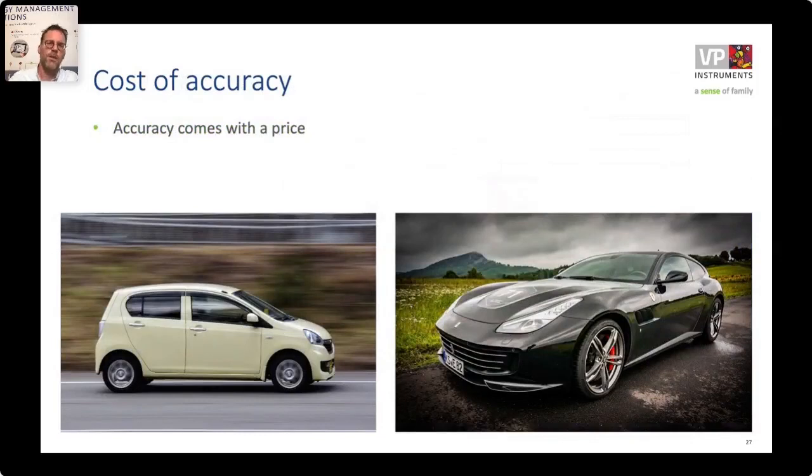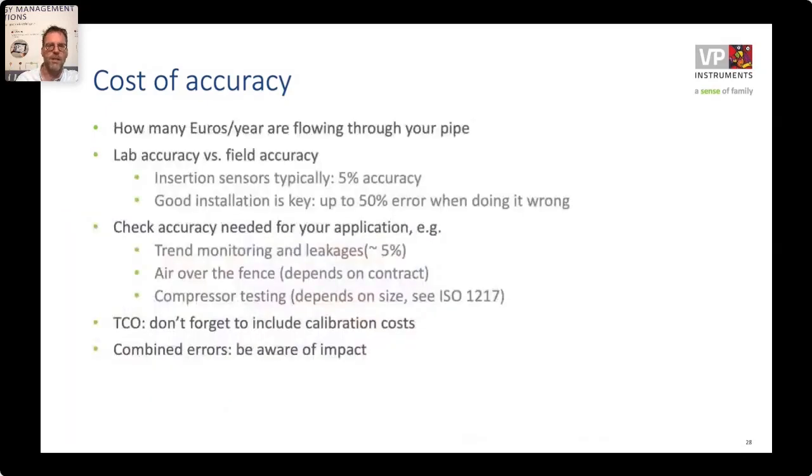Accuracy is also a thing that is discussed a lot when selecting a flow meter. But accuracy comes with a price, similar to how you have simple cars, sports cars, and very high-end luxury cars. A highly accurate product will most of the time be more expensive than a lower accuracy product. But sometimes a lower accuracy product is fine. It really depends on what you want to achieve with your application.